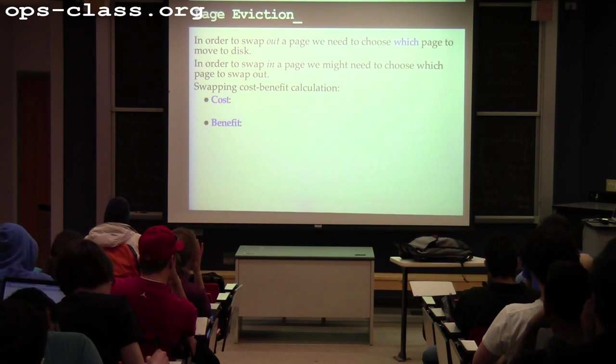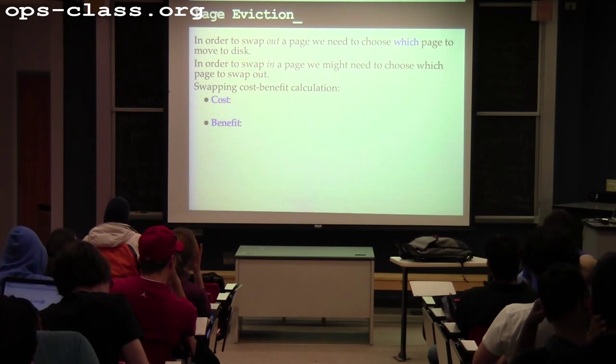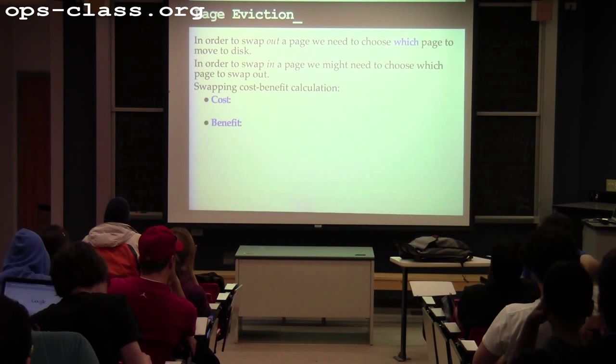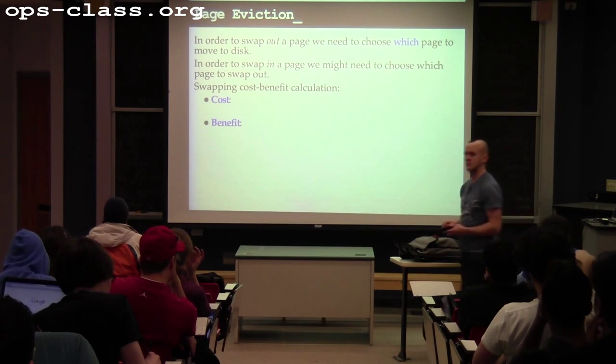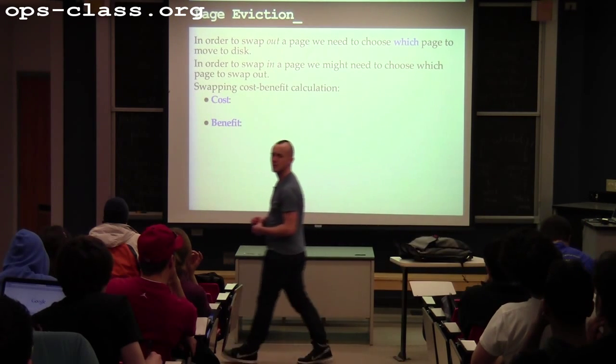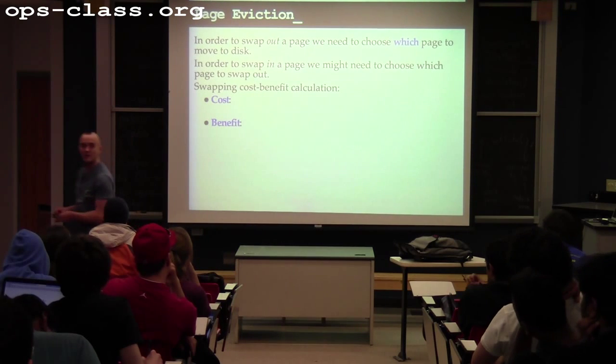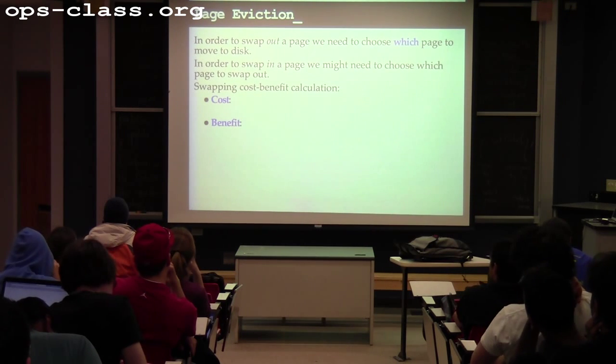One way of thinking about this is a cost-benefit calculation. What is the cost to evicting a page? What is that measured in? What's the cost that's actually borne by the operating system in order to evict a page from memory?